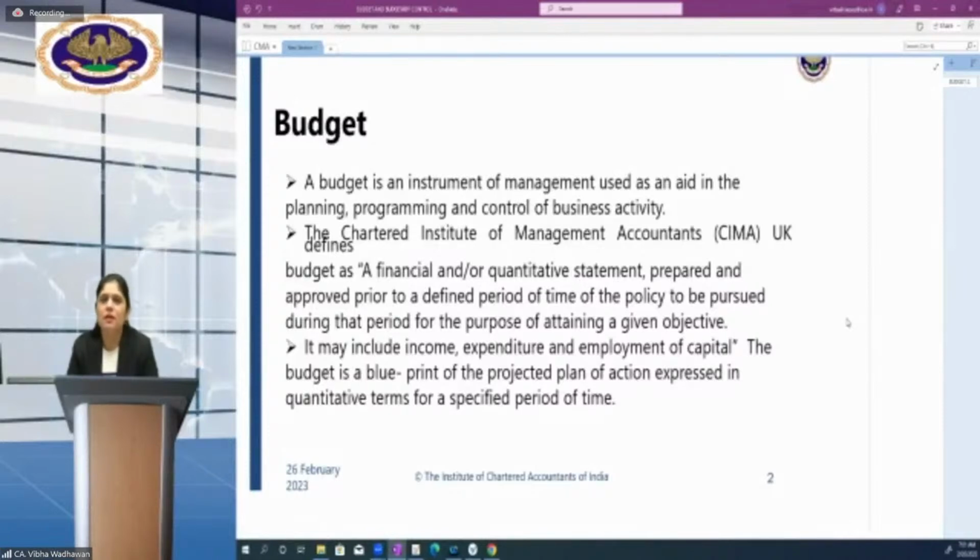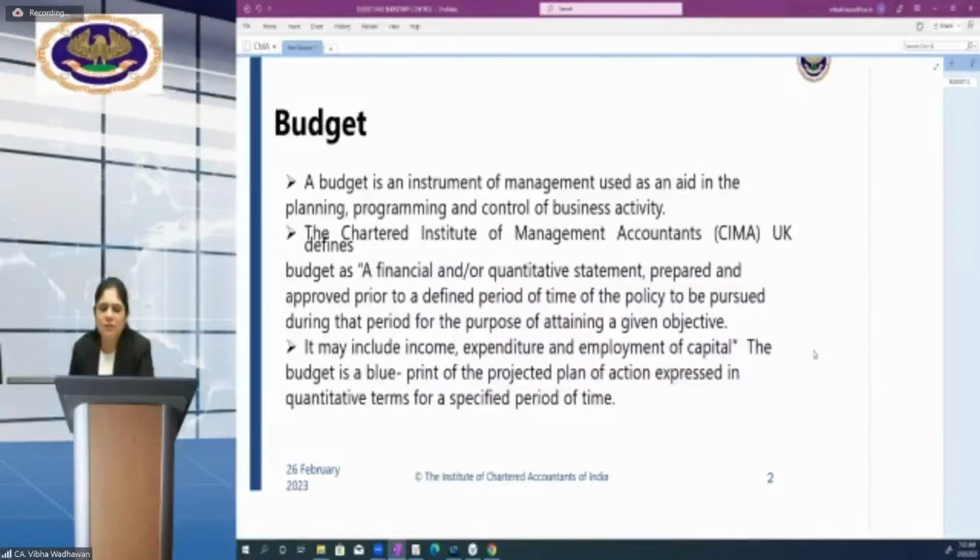So budgetary control is an extension of the budget, and budget is a part of the whole process of budgetary control. So budget is an instrument of management used as an aid in the planning, programming, and control of business activities. So it starts with planning. What we plan, then what we execute or implement, and then we control the deviations if there are any.